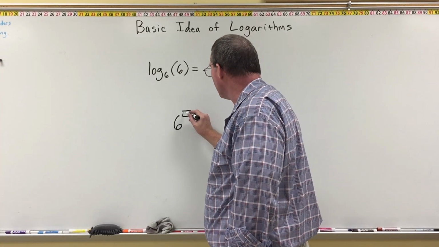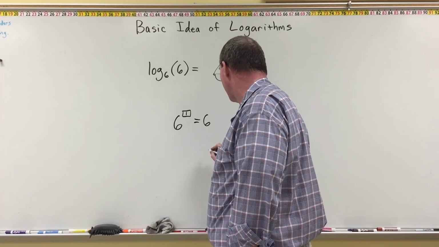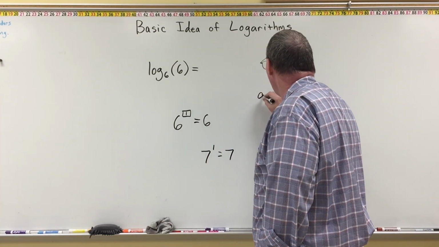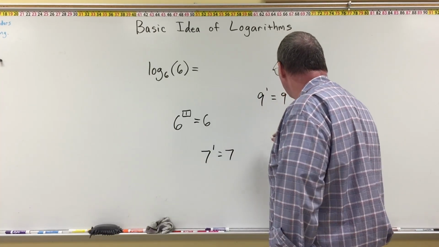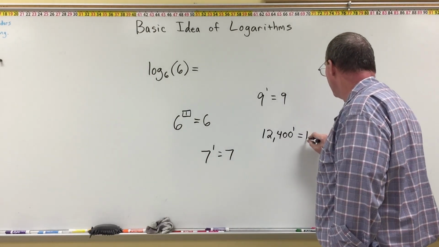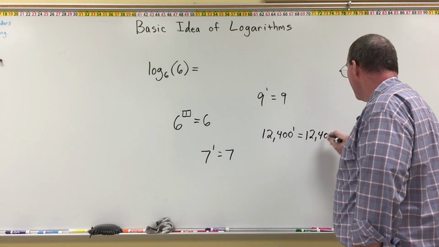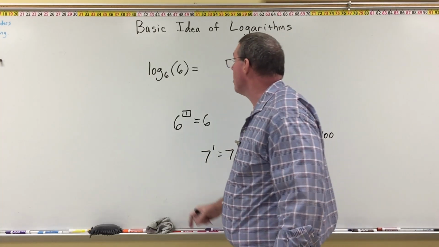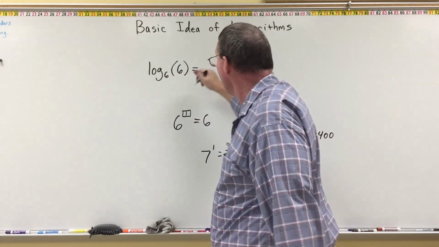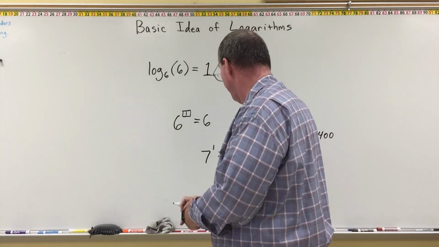We know that 6 to the 1st power is equal to 6. Also, 7 to the 1st power is equal to 7. 9 to the 1st power is equal to 9. And 12,400 to the 1st power is equal to 12,400. And so, what that means is the exponent on 6 that gives us 6 as an answer is 1.